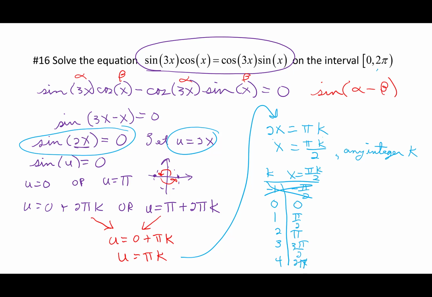We can't include 2 pi, because there's an open bracket here. So our only solutions here would be x equals 0, pi halves, pi, or 3 pi over 2. Okay, and we have it.